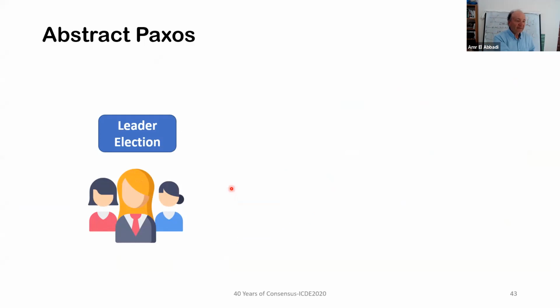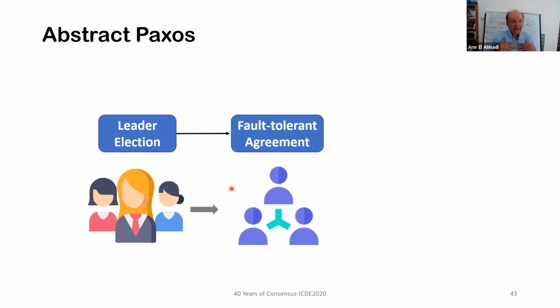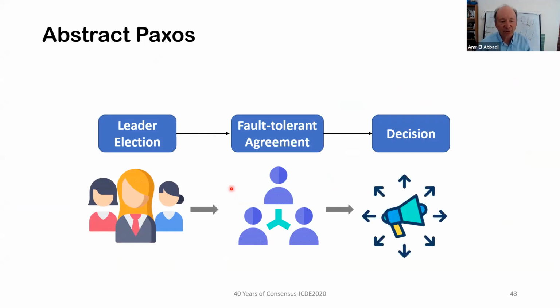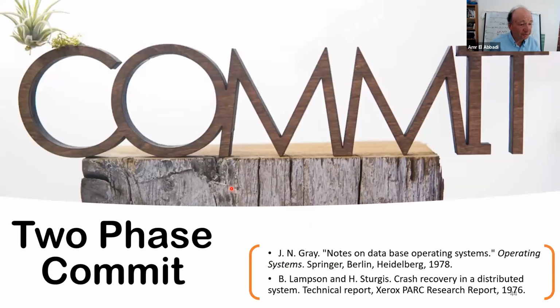So I've abstracted Paxos as leader election. I get elected as the leader, then I make it fault tolerant. I get a majority of the copies to accept my value. And once that is done, I can asynchronously announce the result.